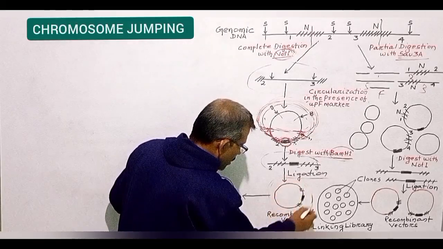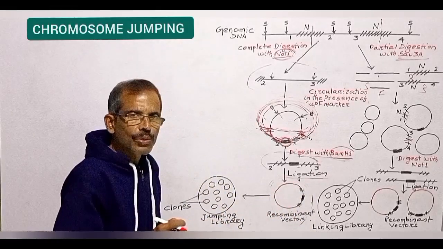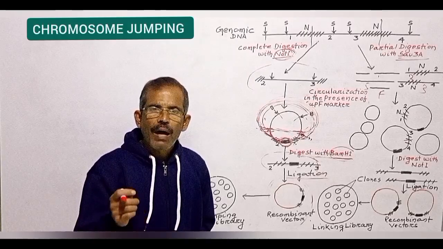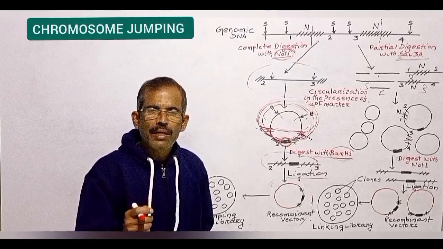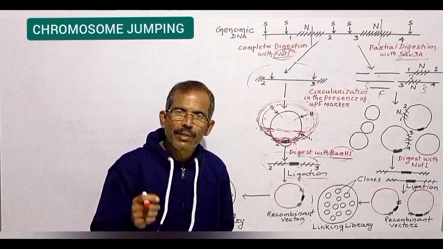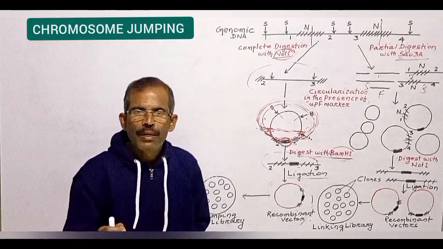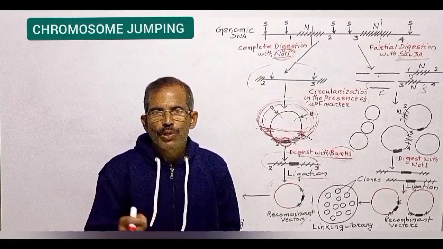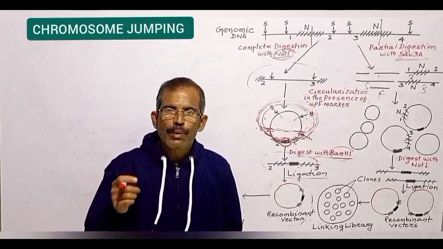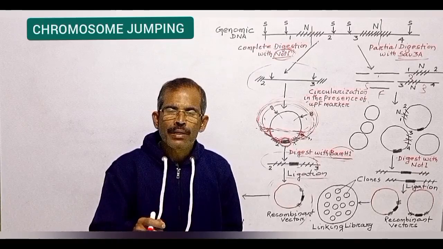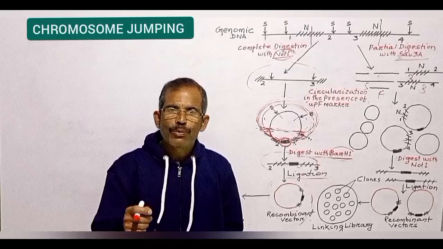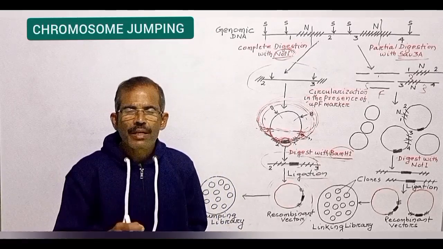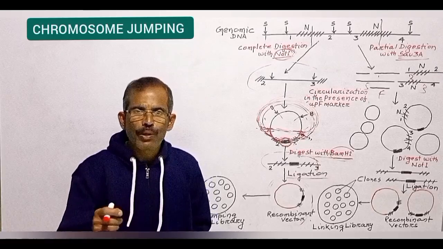The resulting recombinant vectors are then introduced into the host bacteria through transformation. After transformation, the bacteria are grown on a selective medium containing an antibiotic. In such a medium, only the bacterial cells that have successfully taken up and incorporated the vector containing the desired DNA fragment will grow and form colonies. This allows for the selection and isolation of specific jumping clones.